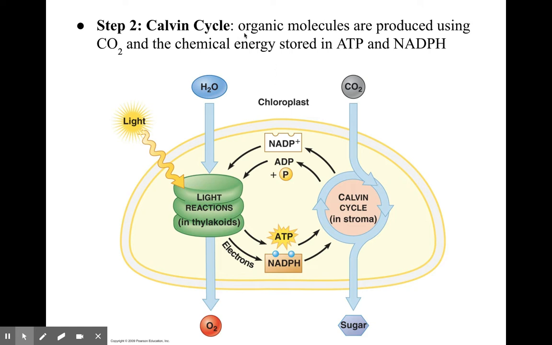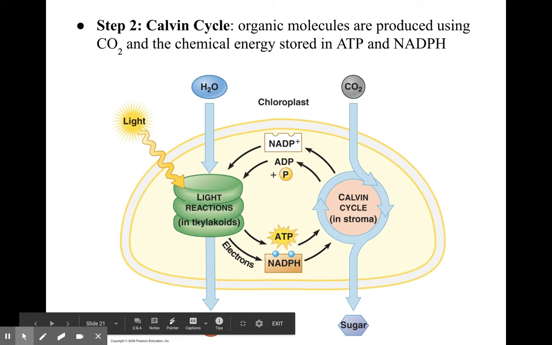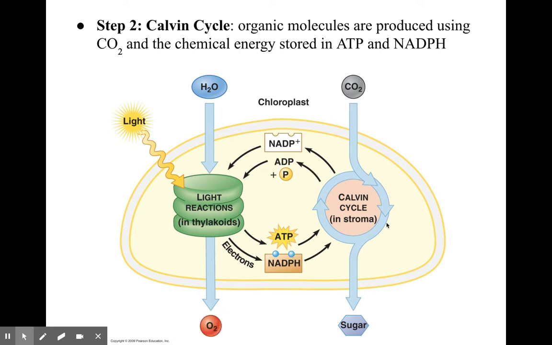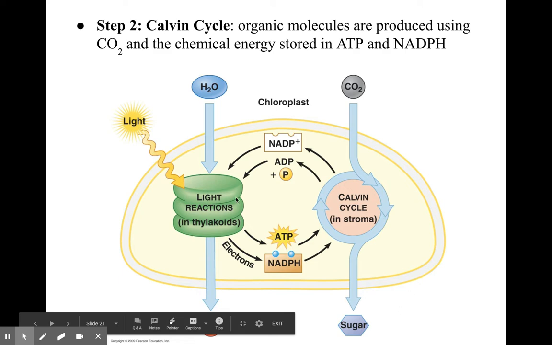And the Calvin cycle, notice the definition, organic molecules are produced using carbon dioxide and the chemical energy stored in ATP and NADPH. So we can see in this picture, ATP and NADPH go into the Calvin cycle. This is where carbon dioxide comes into the equation, and then out comes the sugar. So you can kind of see the light reactions involve light and water, and then the product of oxygen is made. And then in the Calvin cycle, we take in the carbon dioxide, and now finally sugar is made.